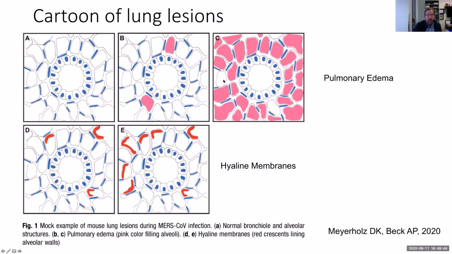And this is a cartoon from one of Dave's publications, just using an example of, say, pulmonary edema on the top, where this is a bronchiole and these are air spaces. And if there's alveolar pulmonary edema, you see these spaces start to fill up. And that contrasts with what you would be looking for with hyaline membranes, where these red lines are showing that type of change in the alveolar region.